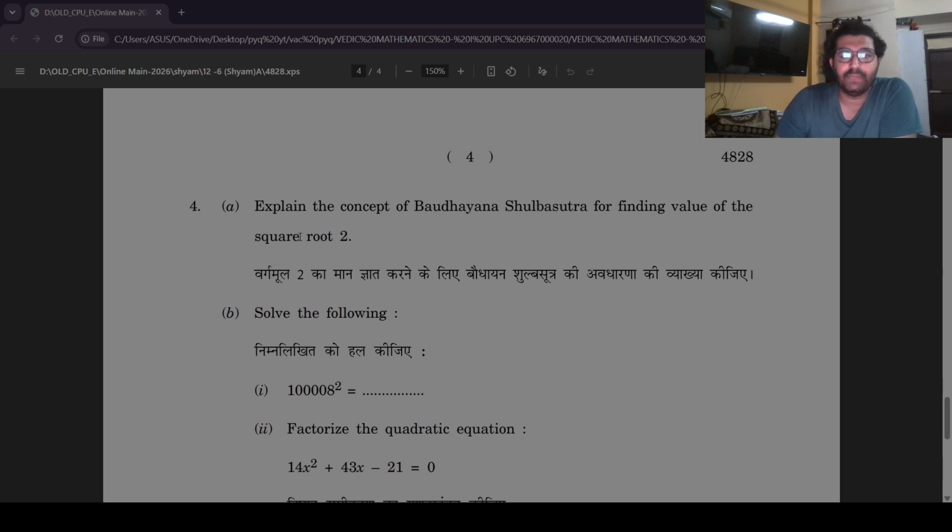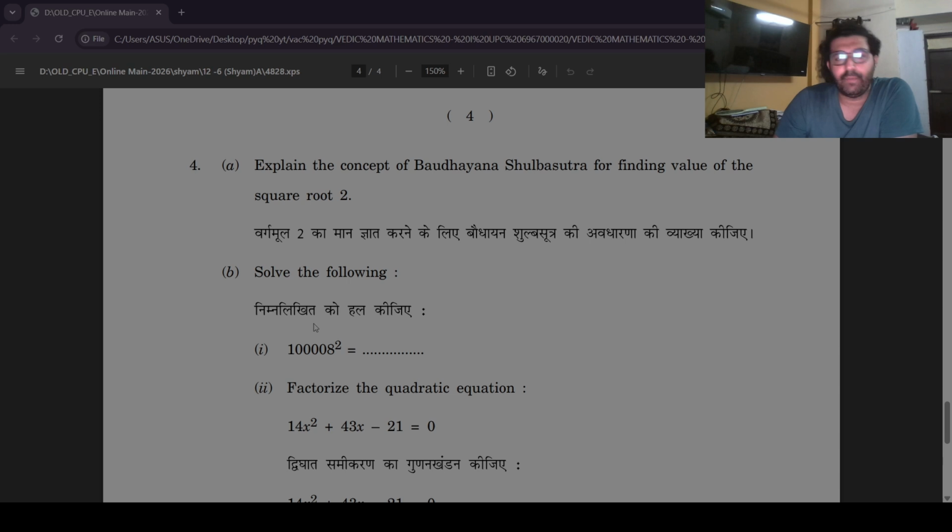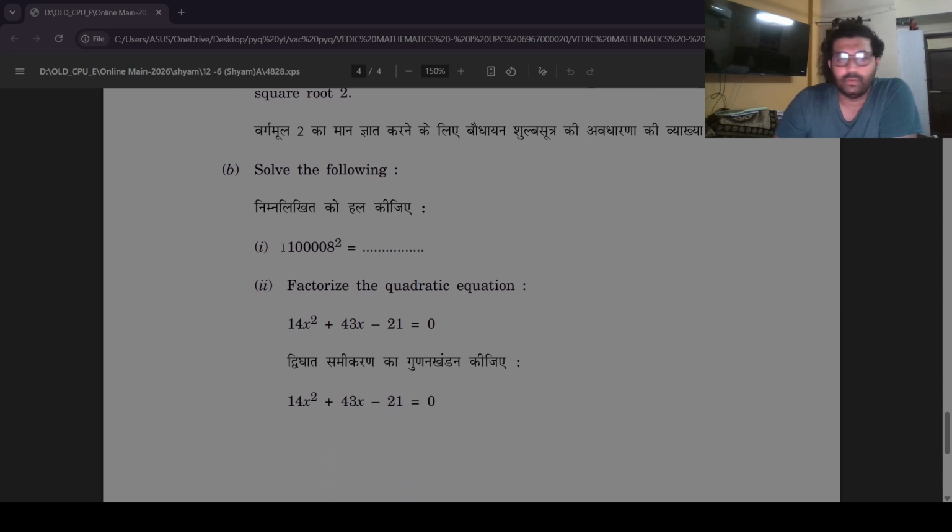Question number 4. Explain the concept of Bodhaya Sulba sutra for finding the value of the square root 2. And for part B, solve the following. Here are the two, you can solve them easily. It's on the screen. And the second part, factorize the quadratic equation. You can easily solve this.